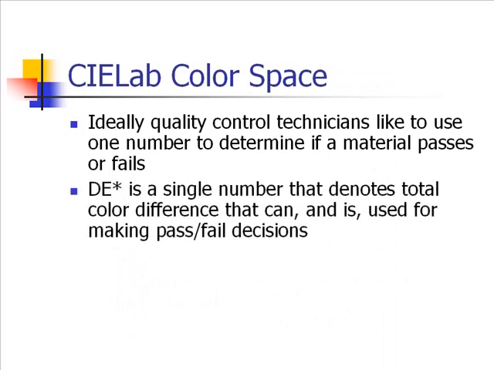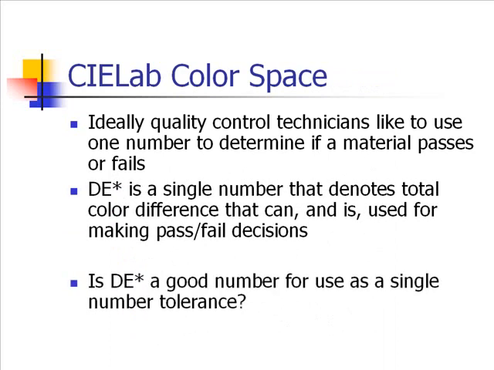Ideally, quality control technicians like to use one number to determine if a material passes or fails. That makes it the simplest. If you're measuring the size of a bolt, pretty simple. You measure it, and you have one number. Is it 5 inches plus or minus 1/10 of an inch? That's pretty simple. You just look at that one number, and it tells you whether it's good or not. Delta E is a single number that denotes total color difference that can be and is used for making pass-fail decisions.